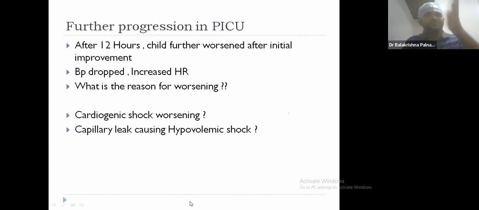At this particular time, the only thing which can differentiate the two is to see if there is any response to inotrope or response to fluid bolus. You can give one small bolus of 5 ml per kg, at the same time increase inotrope, see the response, and see the lactate levels also.